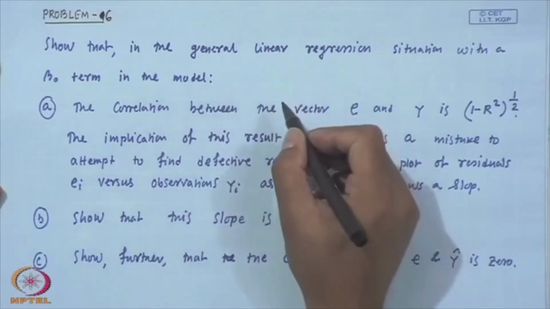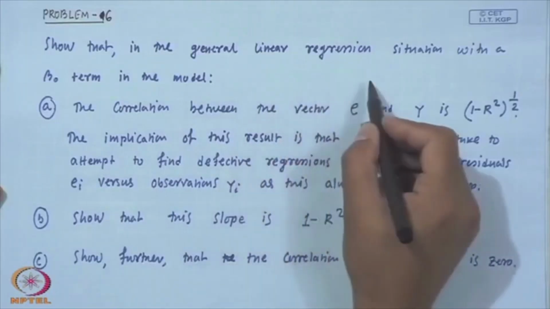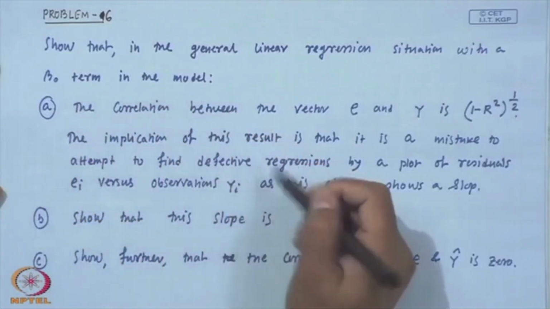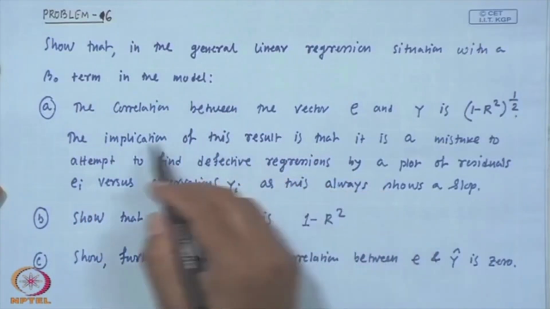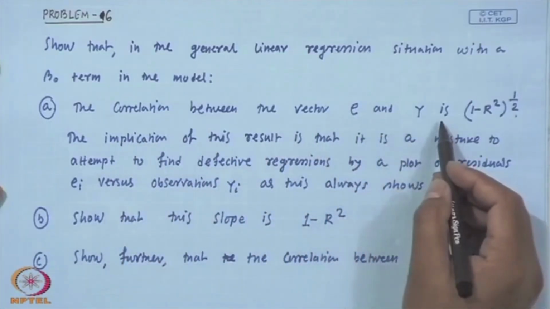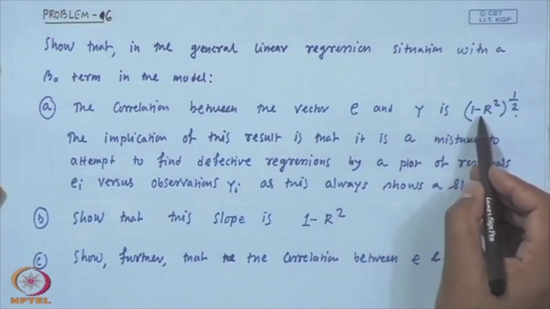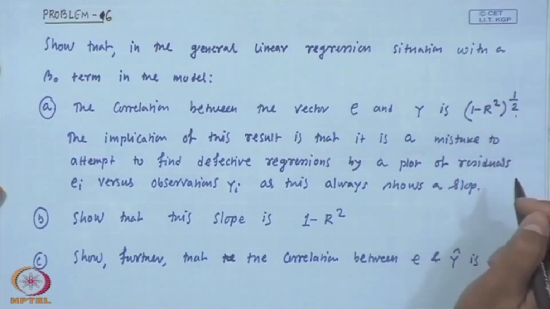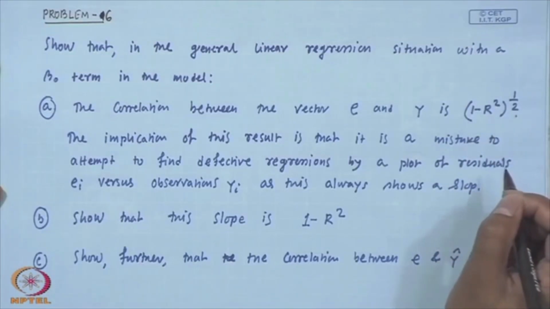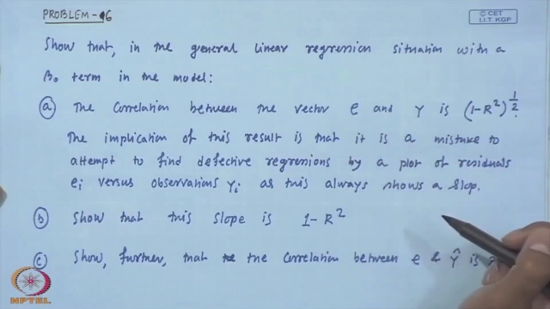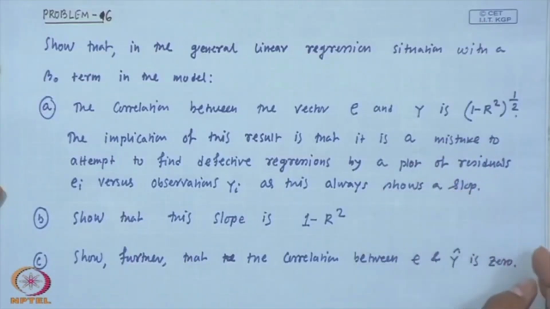So that in the general linear regression situation with a beta naught term in the model, the correlation between the vector E and y is square root of 1 minus r square. Okay. This is sort of a theoretical problem, but this has some implication. We will come to that point later on.